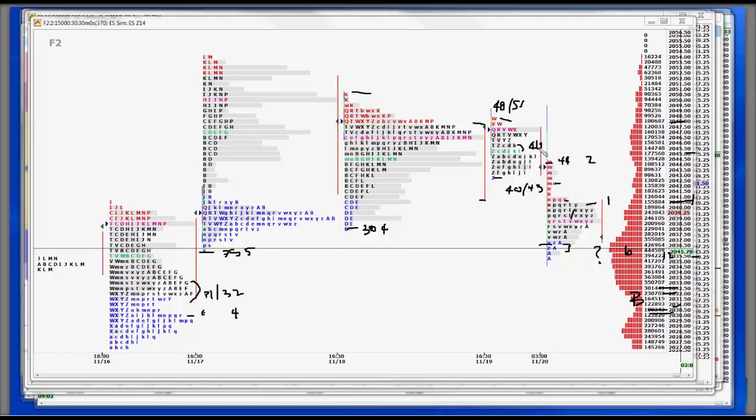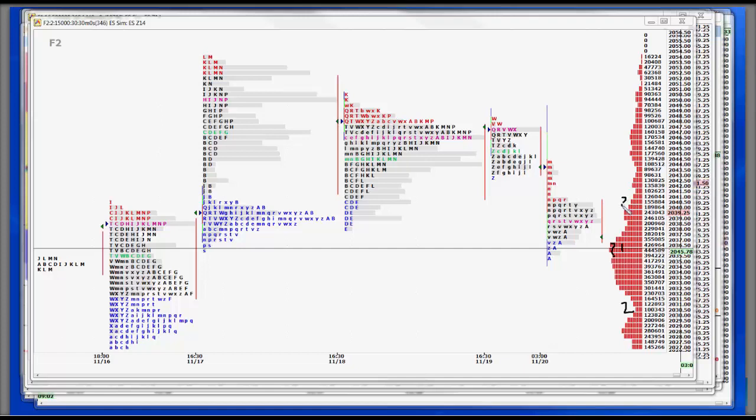So I kind of like the 44, 46 area right here. That was my sell 1, and my sell 2 was up at 50. So this is where the levels came from. Cleaning this up a little bit: a question mark, 1 definitely here, 2. On the sell side, a question at 40, and 2 right there, and then 3.